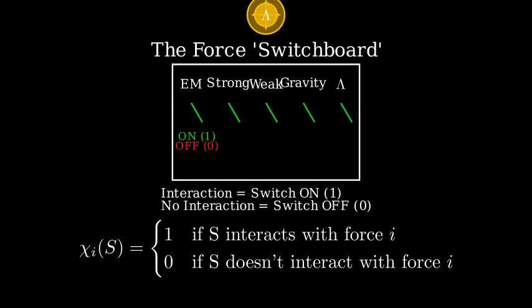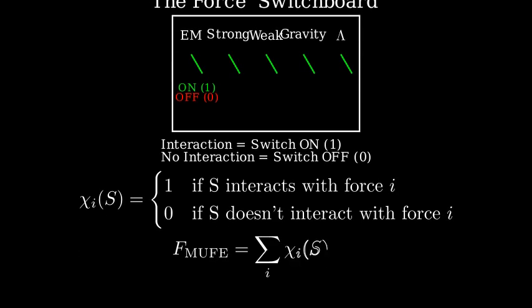Mathematically, we represent this with indicator functions chi sub i, which equal 1 if the matter interacts with force i, and 0 if it doesn't. The total force experienced by a type of matter, which we call F sub Mufe, is simply the sum of all the forces where the corresponding switch is on.